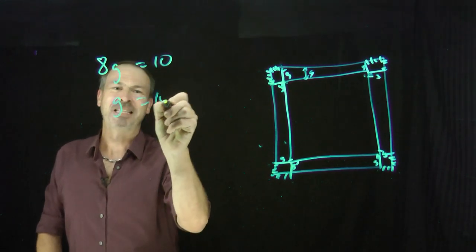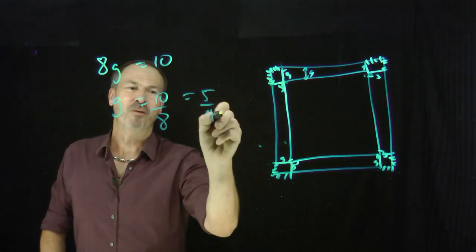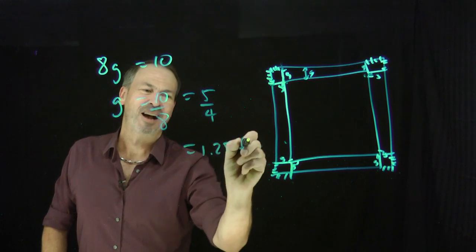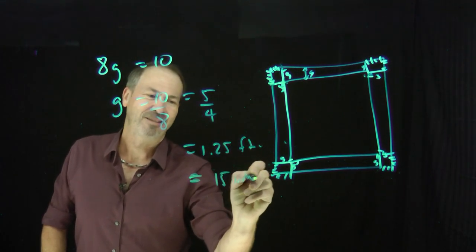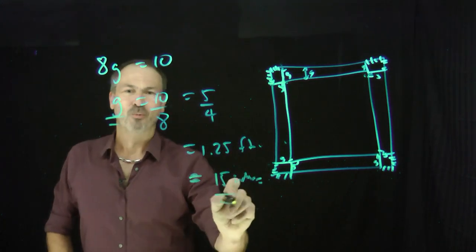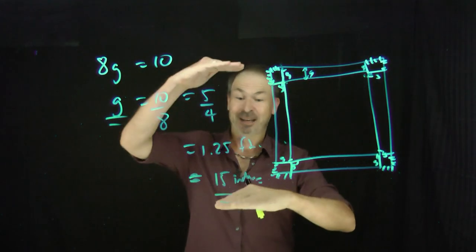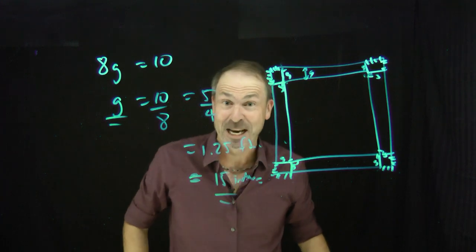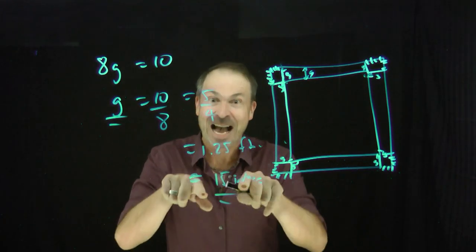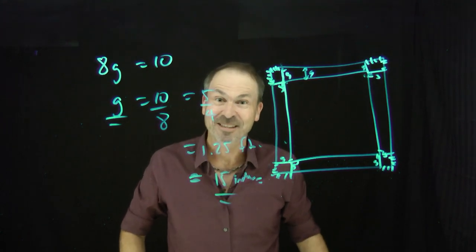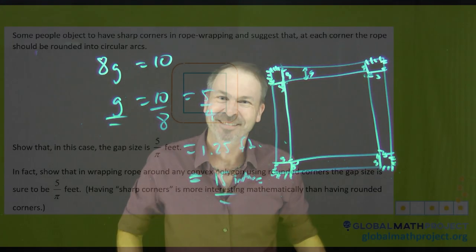So G must be 10 over 8, which is 5 over 4, which is 1.25 feet, which is 15 inches. So wrap a rope around a square planet, the gap size is a little bit smaller, it's now 15 inches. And again, it doesn't matter about the size of the planet. The answer's always 15 inches. Okay, something's going on.